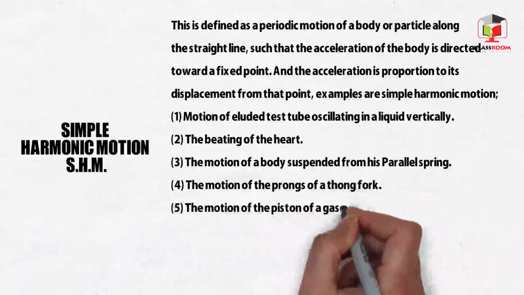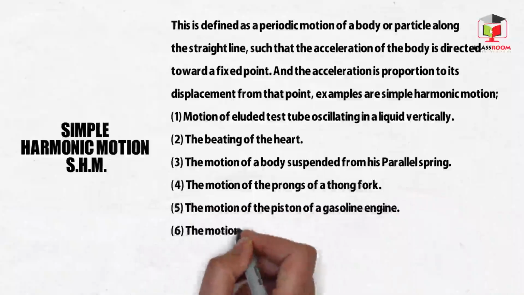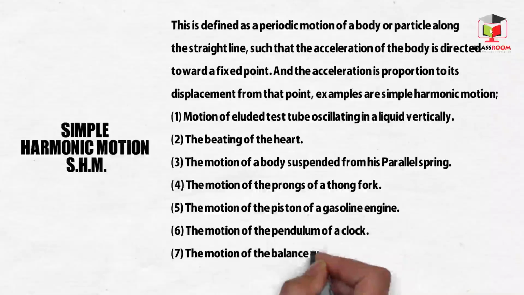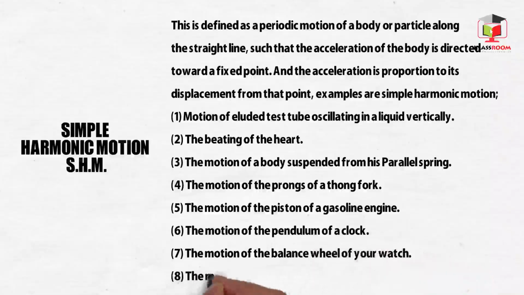Number 6, the motion of the pendulum of a clock. Number 7, the motion of the balance wheel of a watch. Number 8, the motion of the strings of a musical instrument. Some examples are shown in the figure below.